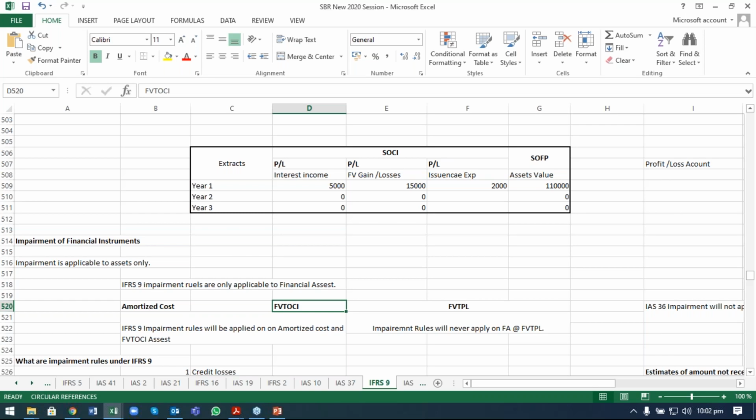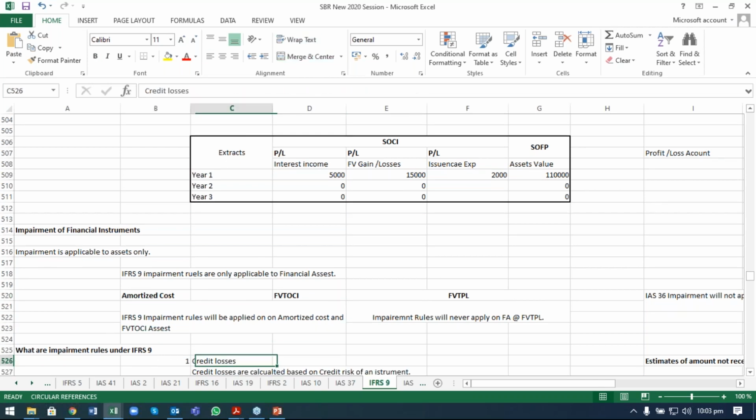IAS 40 investment properties are carried at the fair value model. In the same way, any financial instrument that is carried at fair value through profit and loss, the impairment rule does not apply to those instruments. It's a consistency between the accounting standards, right? Which is the basic requirement for your framework as well. So you need to align those things within your standards. I hope that makes sense to everyone, how we're going to account for it.